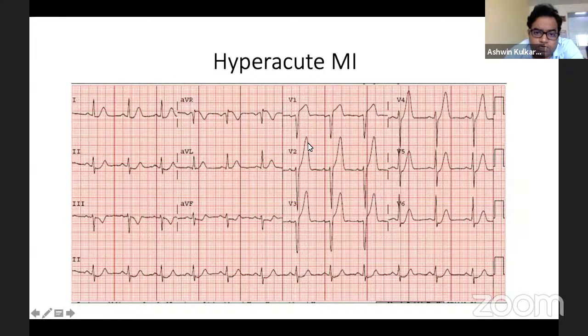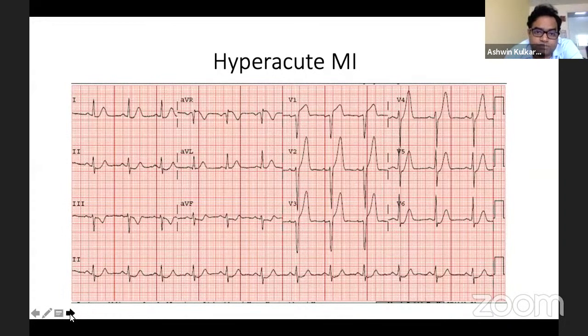You can see tall T waves, they are broad T waves, and also you can see they are slightly wide. They are taller than the R waves of the same wave. So this is the typical picture of hyperacute MI. Any patient who has cardiac symptoms and these tall T waves, you need to keep in mind that it could be hyperacute MI. You have to admit the patient or repeat the ECG to see the condition of the patient and the ECG changes.